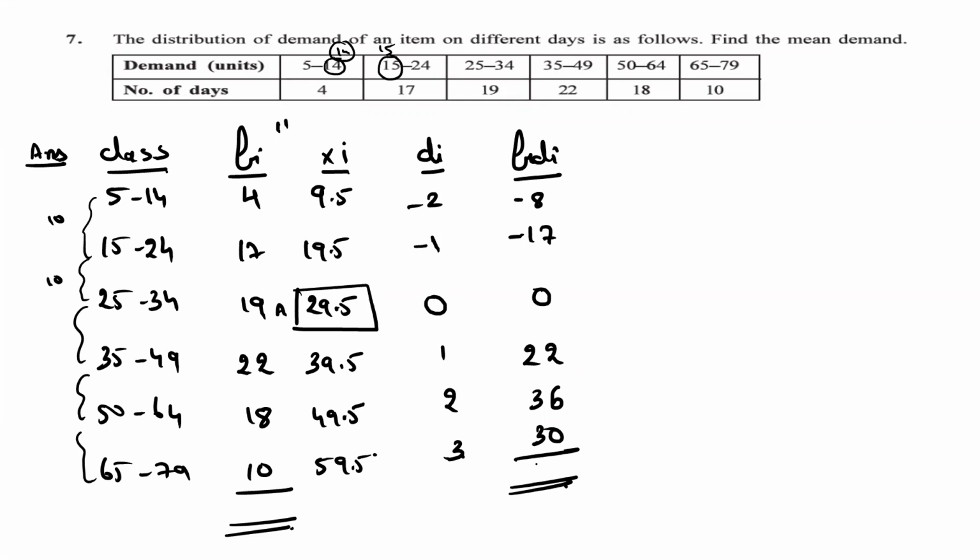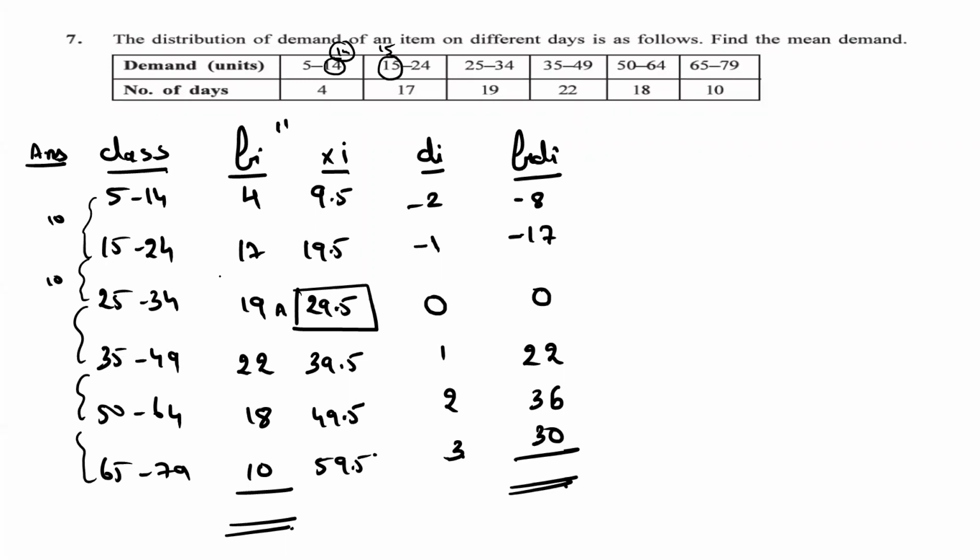Sir, the XI class length is not equal. Yes, the class length is not equal. 35 to 49, the class length is 14. Yes, here some mistake is there. 41.5. Yes, clear.